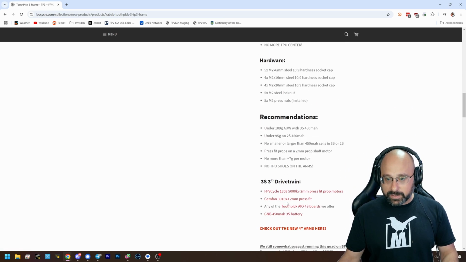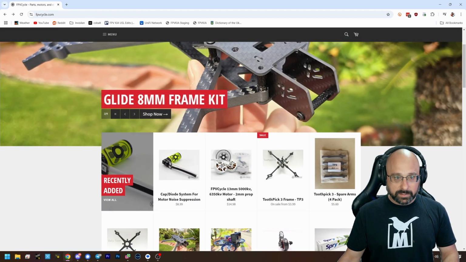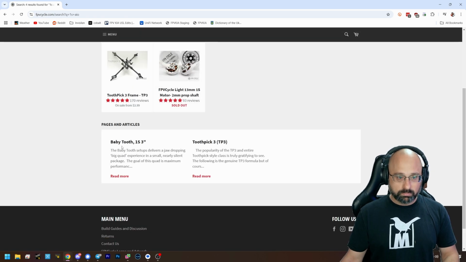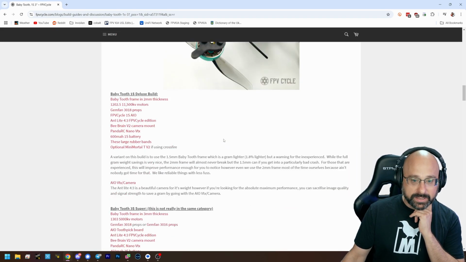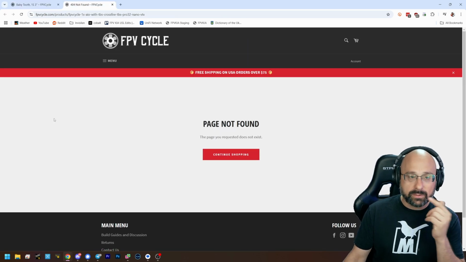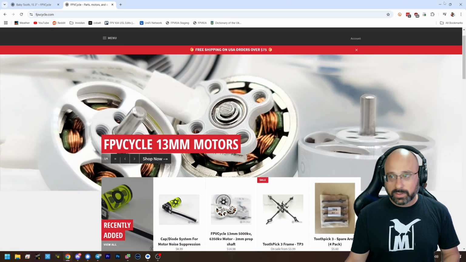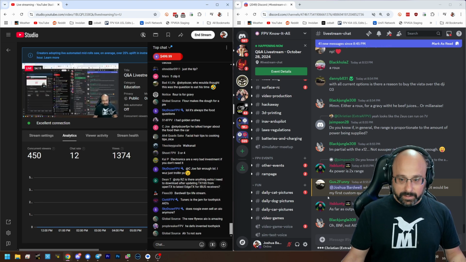And as far as the flight controller, 3S drivetrain, where's the 1S drivetrain? That's the TP3. Babytooth 1S 3-inch. There we go. The question is, is there something better that's been invented in the meantime? FPV Cycle 1S AIO. Does this still exist? It doesn't even exist. Well, okay. Chat! You want to help? That product is dead.